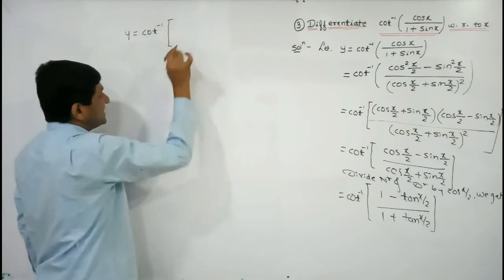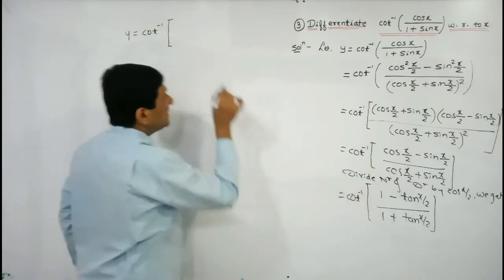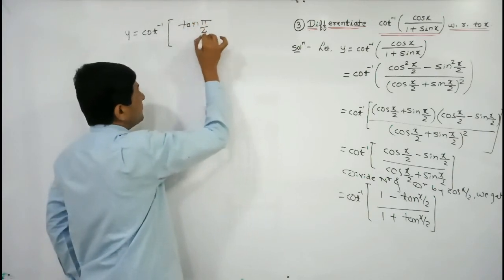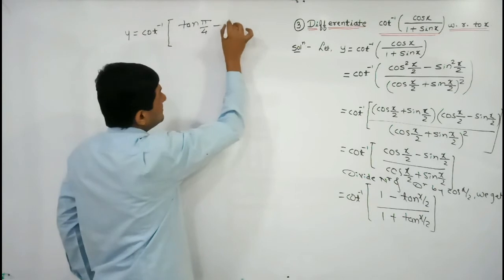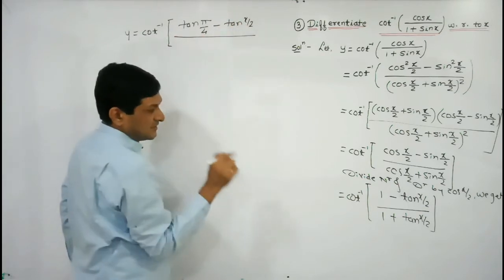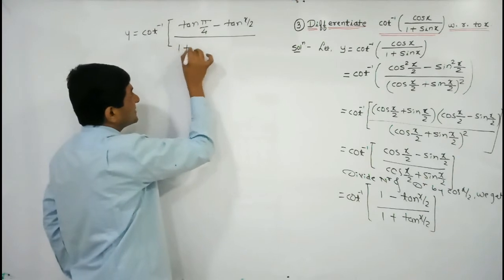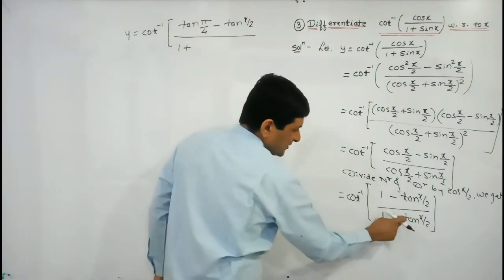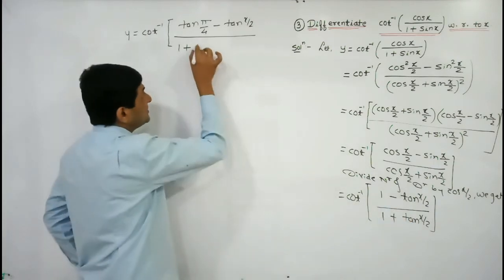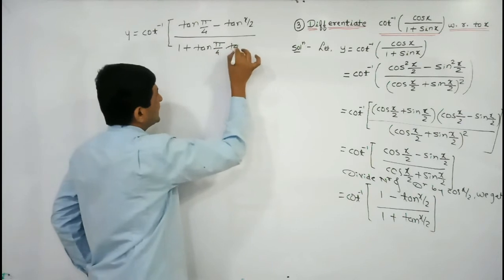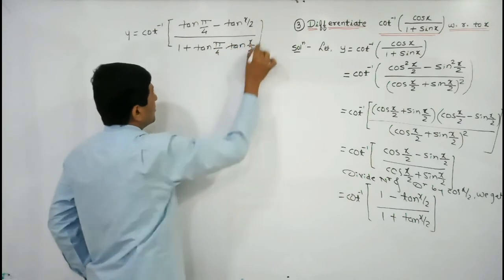This 1 can I replace it by tan pi by 4? Yes, value of tan pi by 4 means tan 45 is 1. Keep the second term as it is, tan x by 2 as it is. In the denominator, 1 keep it as it is, plus also as it is. Now here nothing is the coefficient of tan x by 2 means 1 is there, and 1 can be written as what? Tan pi by 4 tan 45 into tan x by 2, keep it as it is. Hope you all got it.